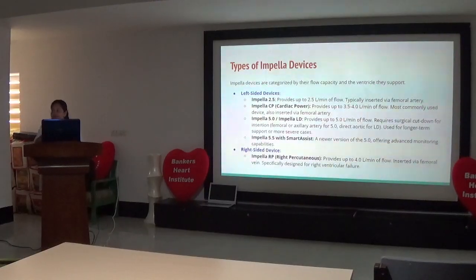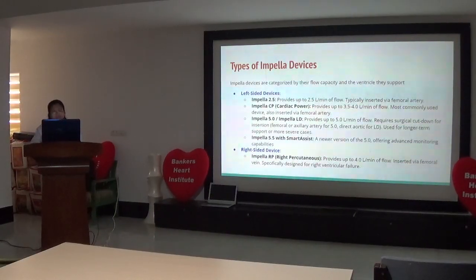The first was 2.5, but supposing the patient is having an EF of 20%, there is not much LV contraction that is going to happen. So in those cases, we might only increase our cardiac output. So for that case, higher power was developed.